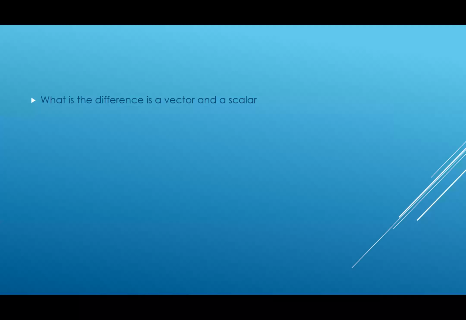Alright, before we get started, we have to learn what is the difference between a vector and a scalar. This is going to be a recurring theme throughout the year, so we have to make sure that we understand what the difference is and how it's applicable to this class.